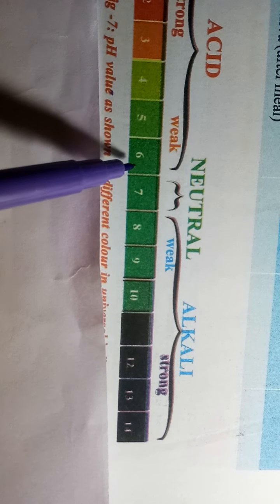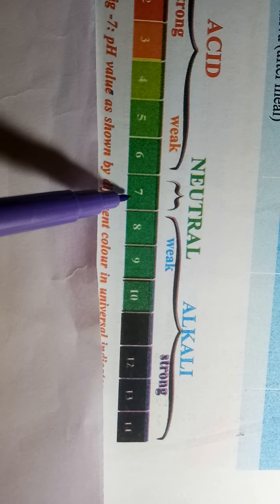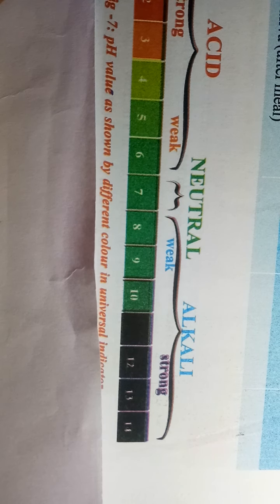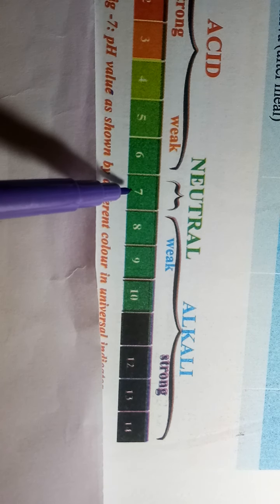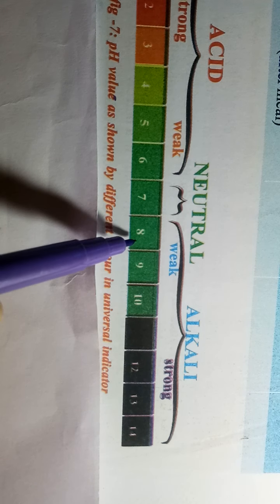Pale yellow color, greenish yellow color. If the pH value is 7, that is green color, complete green color. So from vermilion and dark red color to green color, it changes in the acidic medium. If it is 8, light green color.